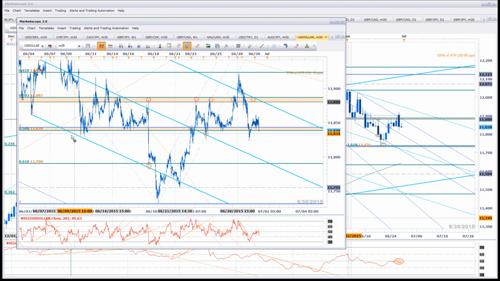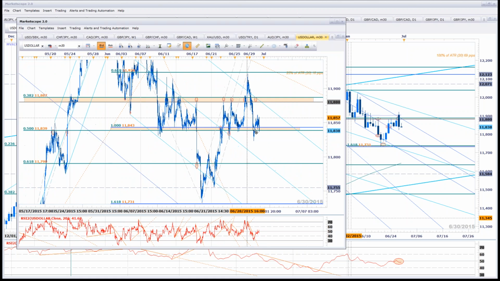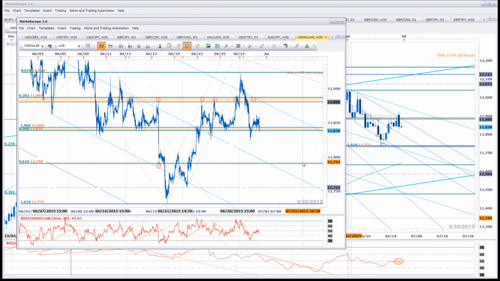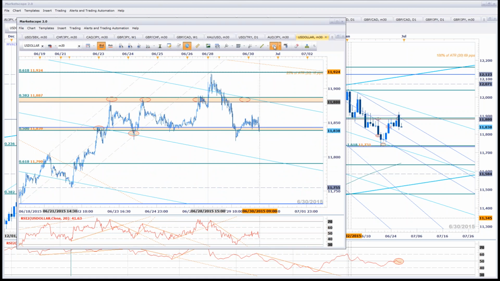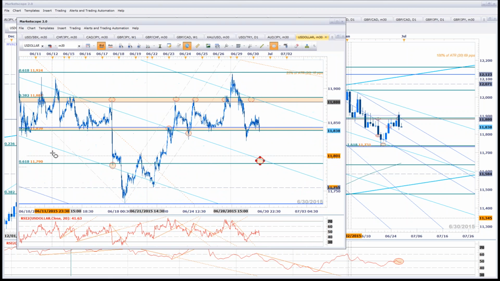11,840, 11,844, confluence region. We worked with this region a couple of times over the last month. And a downside break here, you're looking for a drop into this key support. And again, that'll be a 618 retracement off the highs. Nice pivot in price and the median line.